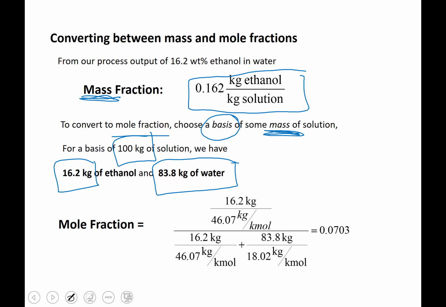Now we can calculate the mole fraction. We take the mass of ethanol divided by the molecular weight of ethanol, and we put the same in the denominator: mass of ethanol divided by the molecular weight of ethanol, added to the mass of water divided by the molecular weight of water. And that gives us our mole fraction of 0.0703.